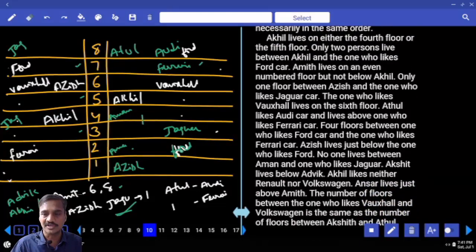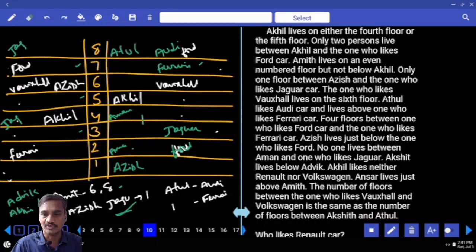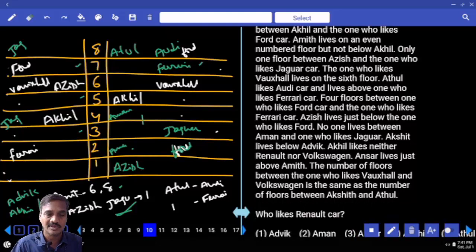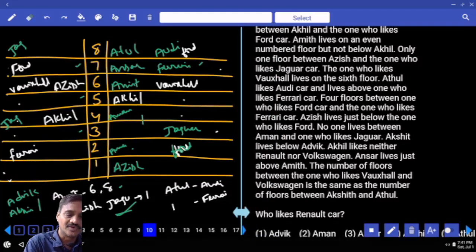Then Akhil lives on either the fourth or fifth. And only two persons between Akhil and Ford. Amit lives on an even number floor above Akhil. Hence Amit must be here. Now, if Amit is here, then Ansar lives just above Amit. Now just above Ansar will be here. Now if Ansar is here, then we are left with the remaining.